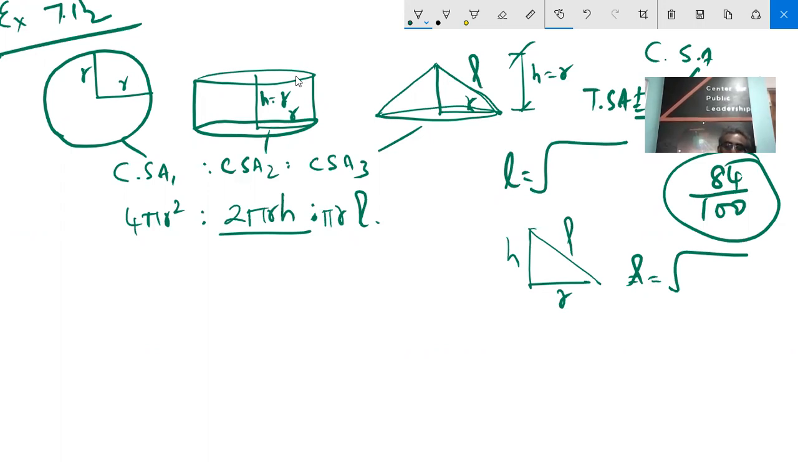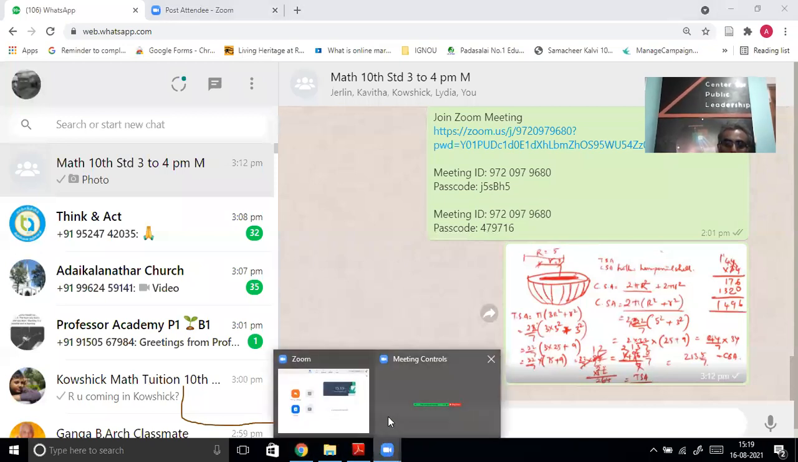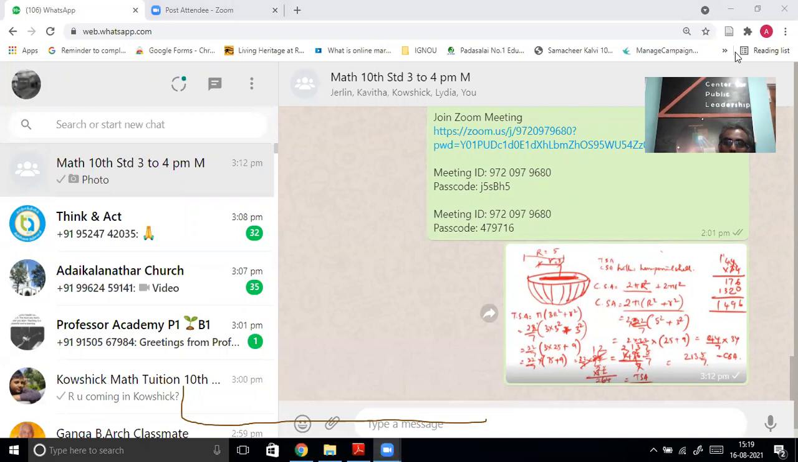Hello, Kaushik. Gone again. Mr. Kaushik, where have you gone? Missing. Mr. Kaushik, just gone out.